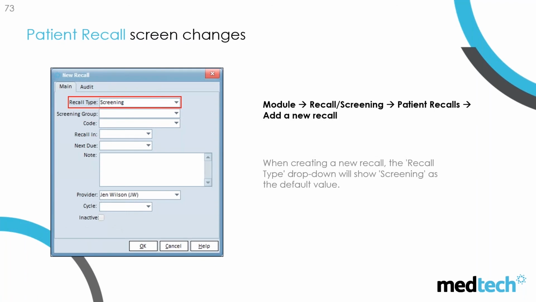Patient recalls changes. When we create a new recall, there's now a recall type drop down on the screen, and screening is selected as a default value. If you didn't want to go through the shorthand, you can go through the standard process: module, recall screening, patient recalls, and add a new recall.